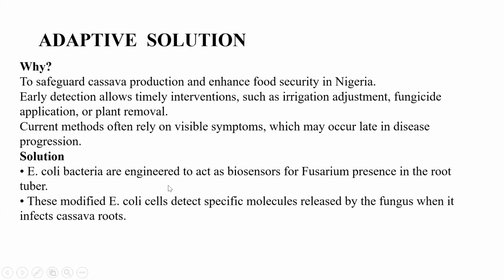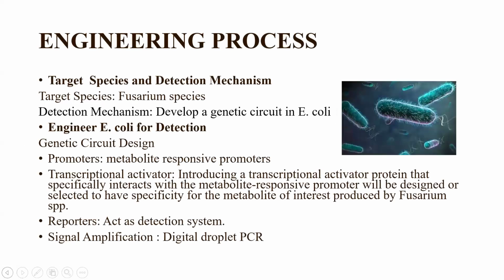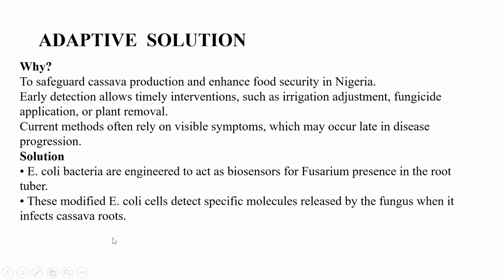Why can an adaptive solution be provided? Detection of root rot early is crucial to prevent widespread losses. The current methods available often rely on visible symptoms, which may occur late in disease progression. Understanding the molecular response during infection can reveal candidate genes associated with resistance. In this research, synthetic biology techniques are employed. E. coli bacteria are engineered to act as biosensors for Fusarium's presence in the root tuber. These modified E. coli cells detect specific molecules released by the fungus when it reacts with cassava roots.